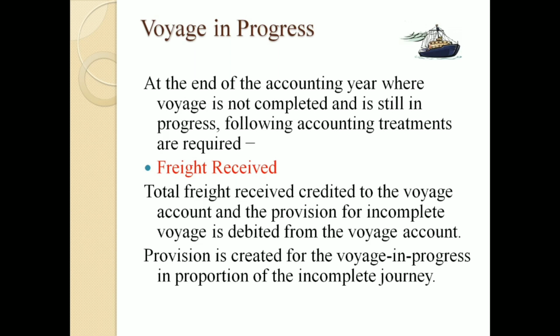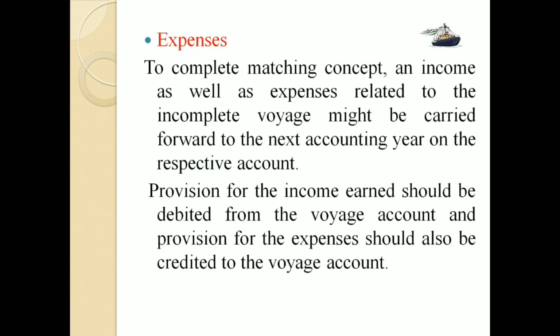The first one is the provision for an incomplete voyage, which is debited to the voyage account, and the provision is credited to the voyage account in progress in proportion to the incomplete journey. So we credit the value of the voyage in progress in proportion to the incomplete journey, not the full value. Only that proportion is taken into account while entering the values.